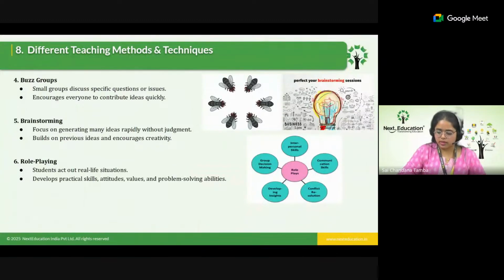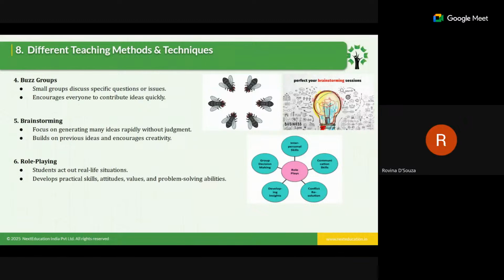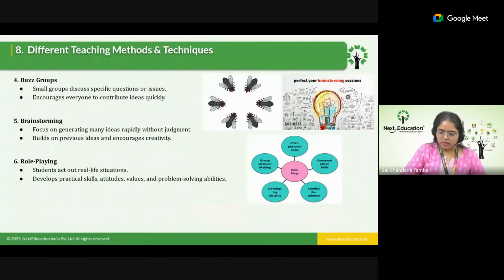Next is buzz groups. What is that? It's already given on the slide. It's a group activity where students can discuss a specific topic in groups. Yes, correct. As you can see in the image on the right, there are students sitting together in a circle. That is how you can form a small group of students. They can discuss certain questions or issues, and other students could watch. Later you can ask another set of students to discuss another set of questions. So that is how you are encouraging everyone to contribute and communicate in order to build their knowledge, and that also builds their communication skills. So that is buzz groups.